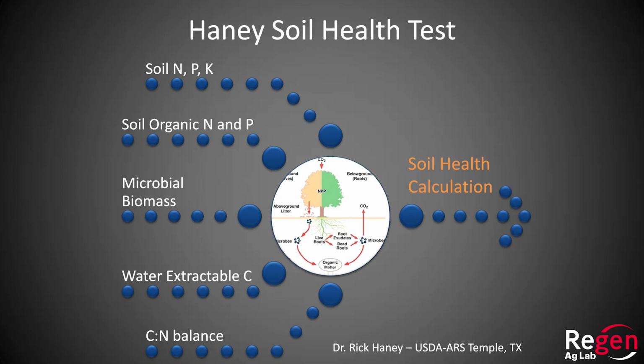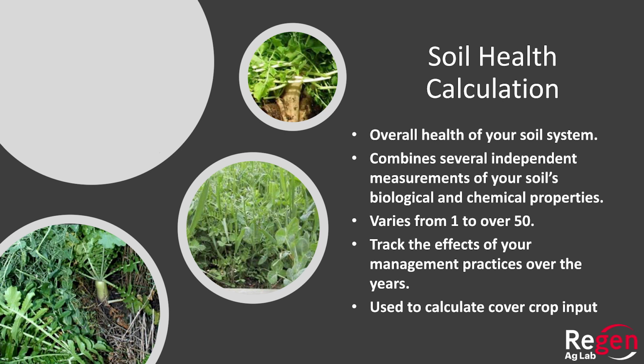So finally, on this Haney test, we bring all this together and we get what we call the soil health calculation, the soil health score. Basically, the way Rick describes this, it's the overall health of your soil system. Now, I wish it wasn't necessarily called the soil health score, because there are a lot of other things that go into soil health that aren't measured on this test. So this is a really good tool, but it's not all encompassing, right? There are other things. But it combines several independent measurements of your soil's biological and chemical system. It can range anywhere from 1 to over 50 on this score.